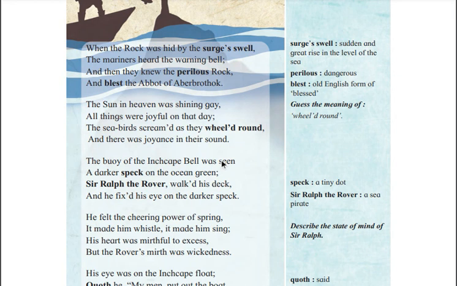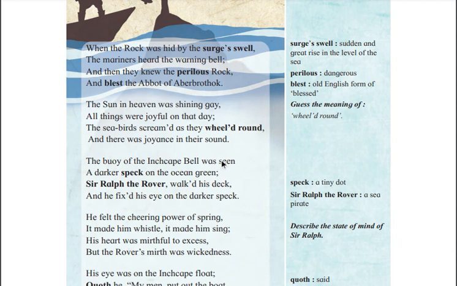When the rock was hid by the surge swell, this rock is hidden by the big surge swell. The mariners heard the warning bell. Okay, the mariners heard the warning bell. Clear? When the rock was hid by the surge swell.